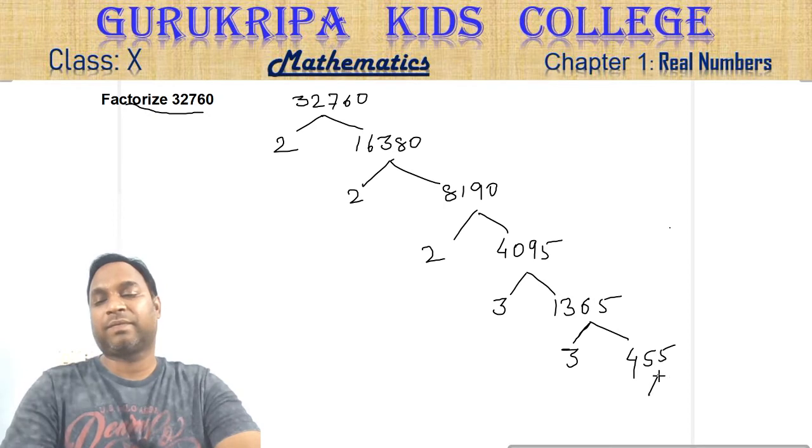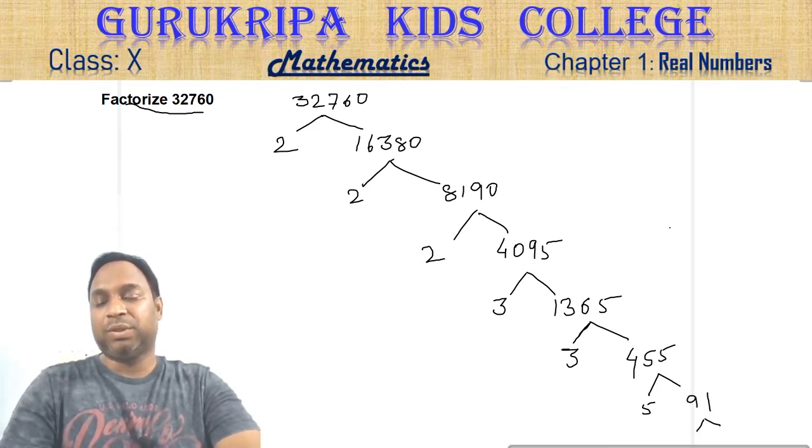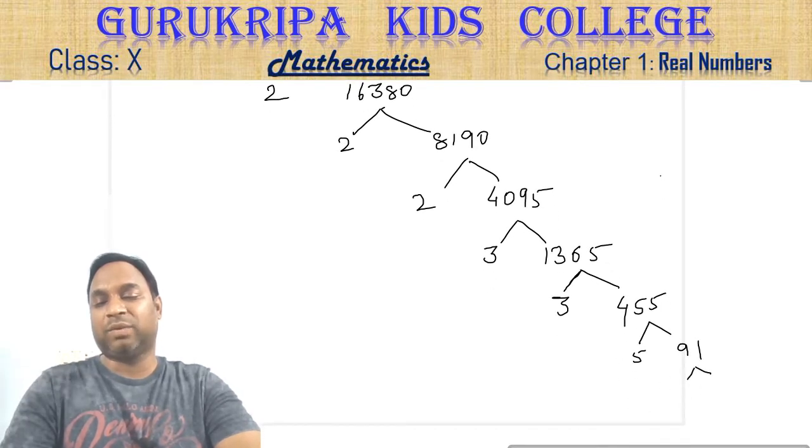455. Can you divide it by 3 now? No, it cannot be divided by 3. Can you divide it by 5 now? Yes, you can divide. You will get 91. And then what can you do? You can divide it by 7 only and nothing else. 7 in, and here you will get 13.